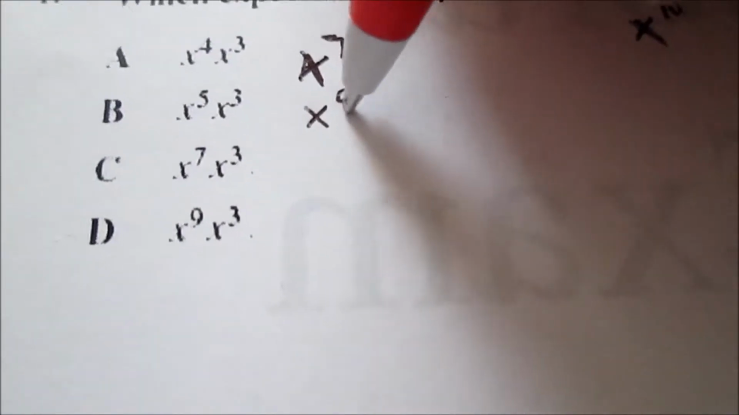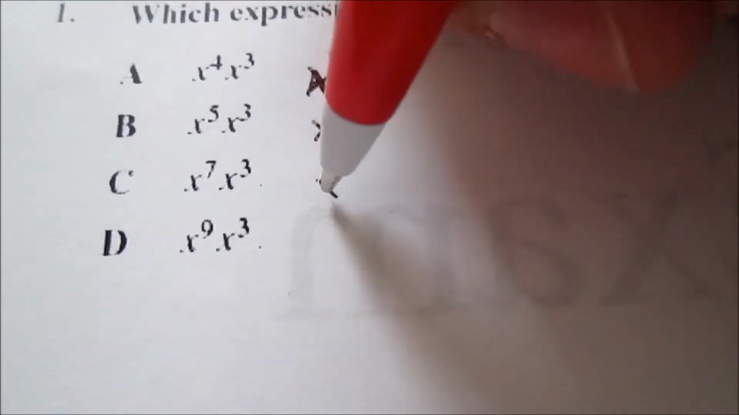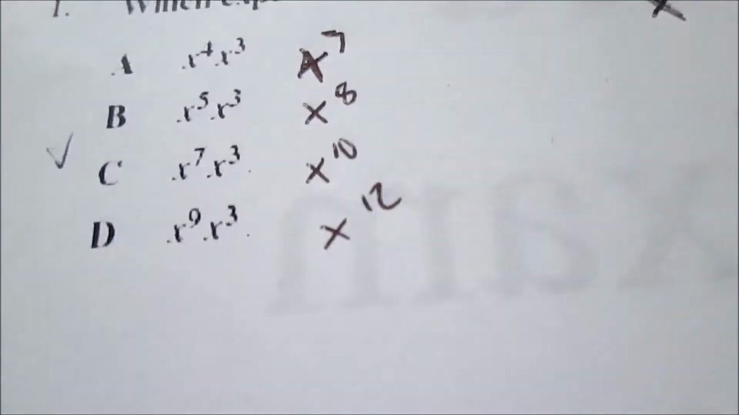Here, 4 plus 3 is 7. X to the 7th. That's not it. Next one, 5 plus 3 is 8. That's not it. Next one, 7 plus 3 is 10. Okay, that's a good option. Then D, 9 plus 3 is 12. That's not it either. We were looking for x to the 10th, and the only one that fits is C.